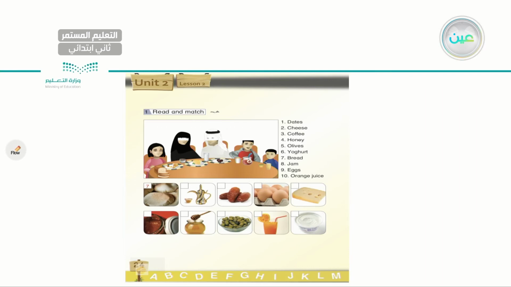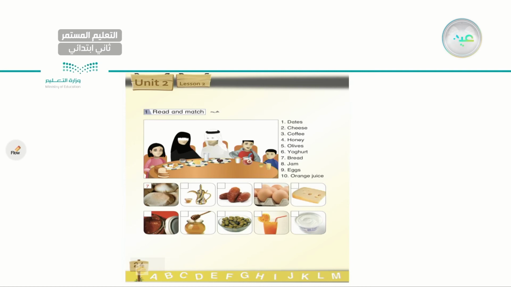2, cheese. 3, coffee. 4, honey. 5, olives. 6, yogurt. 7, bread. We already have this answer in your books. 8, jam. 9, eggs. 10, oranges. Okay, let's start with the first picture, my dear student.